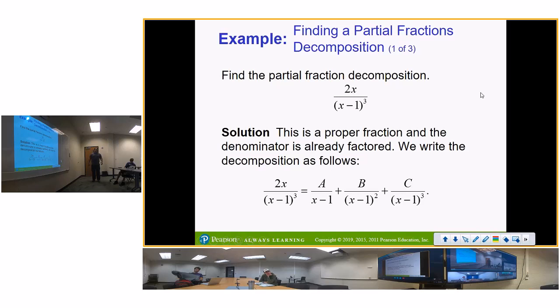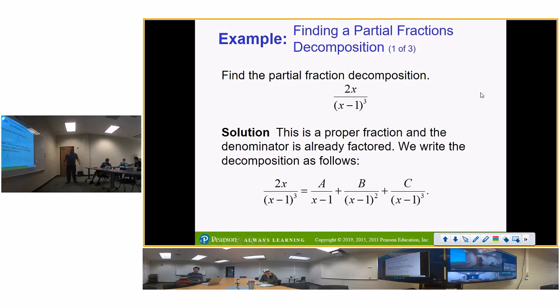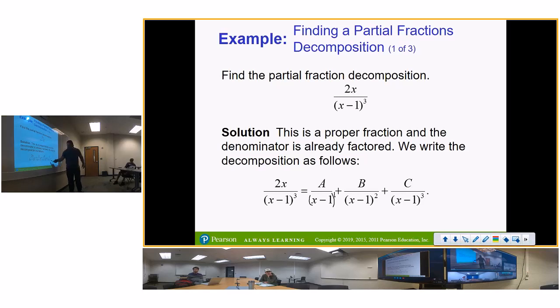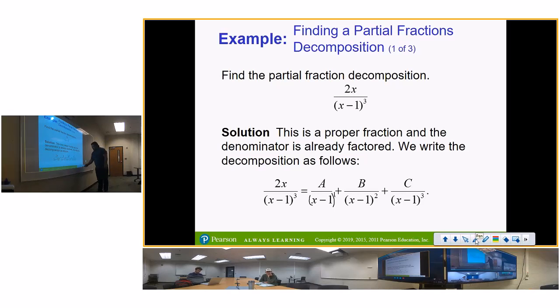If you've got something raised to the 5th power, then I'd have to do A plus B plus C plus D plus what? E. If it's raised to the 5th power, because you have to do X minus 1 to the 1st power, X minus 1 to the 2nd power, X minus 1 to the 3rd power. Now multiply through by the common denominator. The common denominator is x minus 1 to the 3rd power.